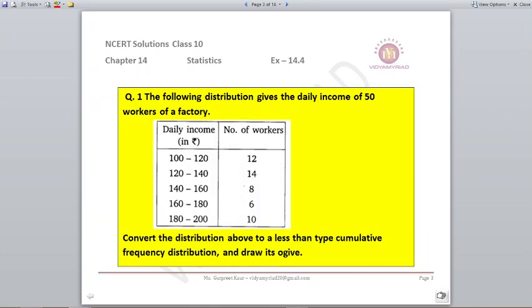Question number 1. The following distribution gives the daily income of 50 workers of a factory. Daily income is given in the form of 100 to 120, 120 to 140, and so on, and along with it we are given the number of workers. The question is: convert the distribution above into a less than type cumulative frequency distribution and draw its ogive. We will change the table of class intervals and frequencies into less than type form along with the cumulative frequencies. Let's see how we should do it.